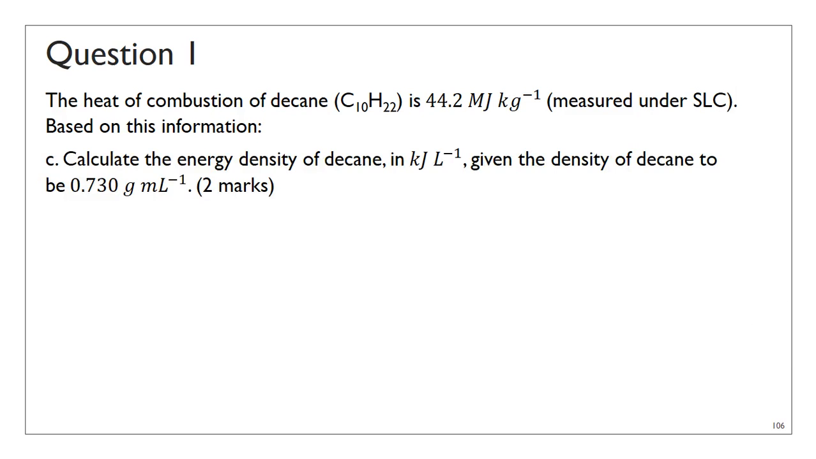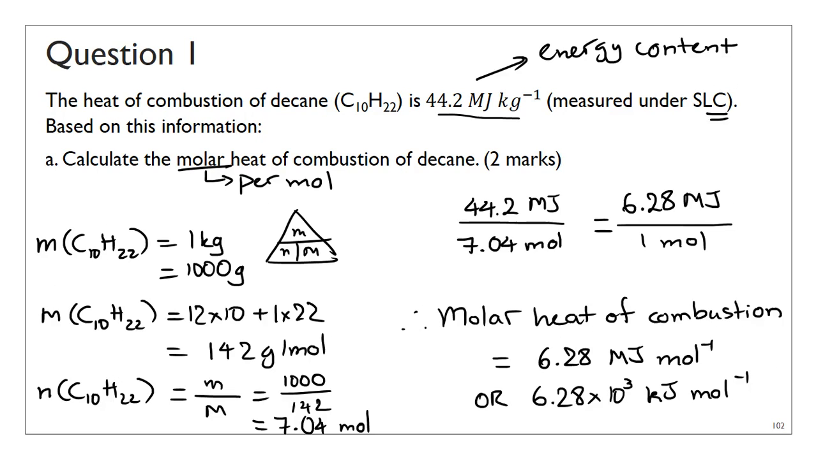Calculate the energy density in kilojoules per liter given the density of decane. So I think this probably is the hardest question out of the three, because people are not very comfortable with density, but it really just takes practice. So you're going from mass to volume here. You're going from energy per mass, or per kilogram, to energy per volume, or per liter. What I would do is going to be very similar to what I did in part A.